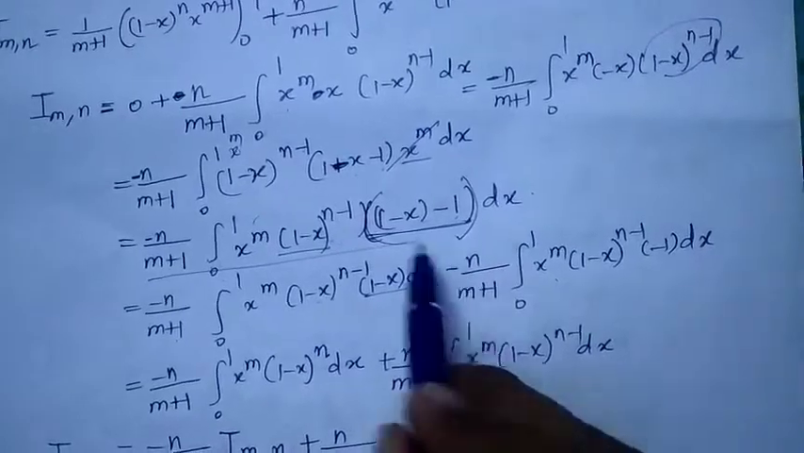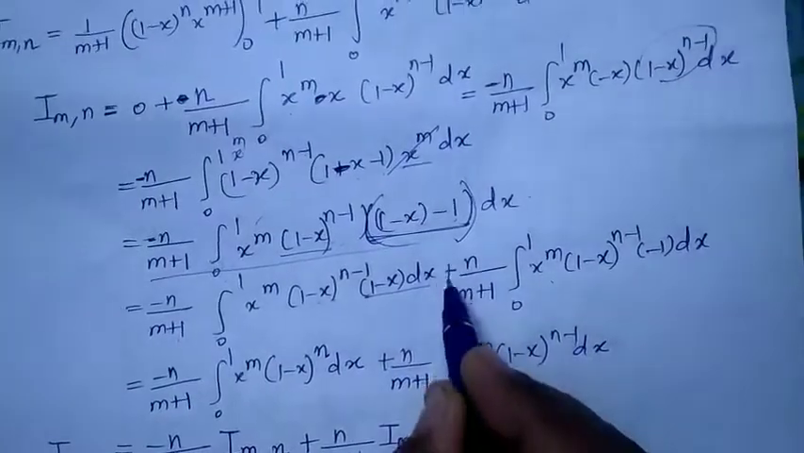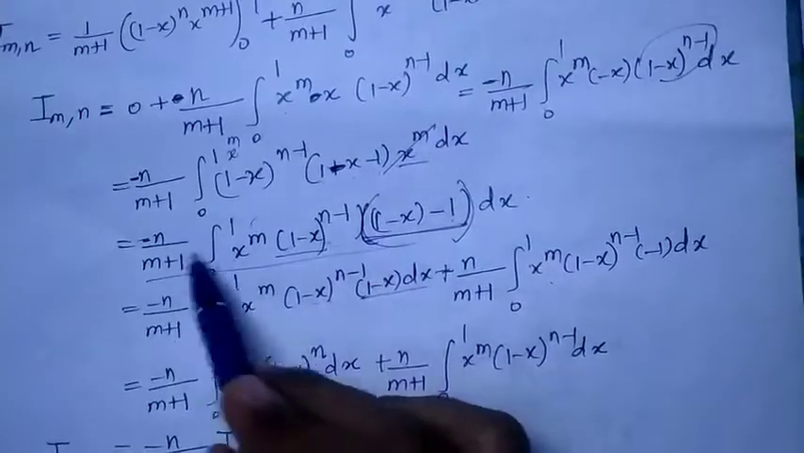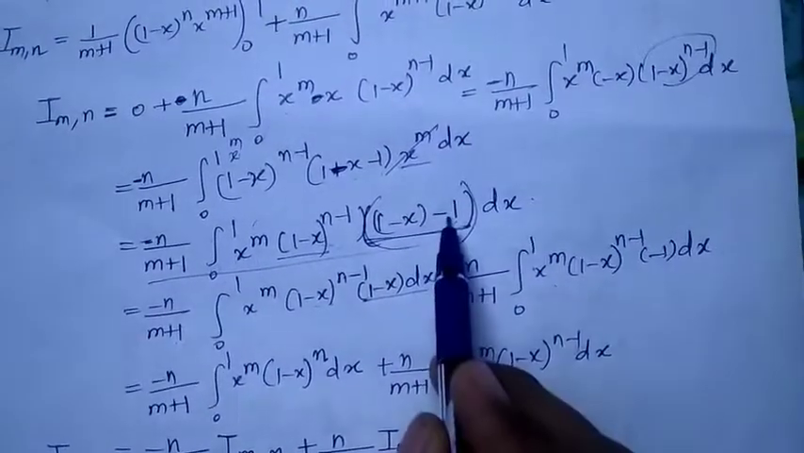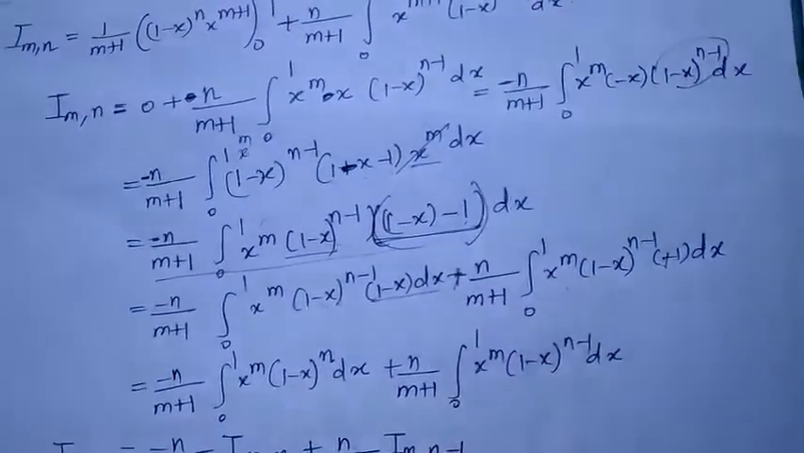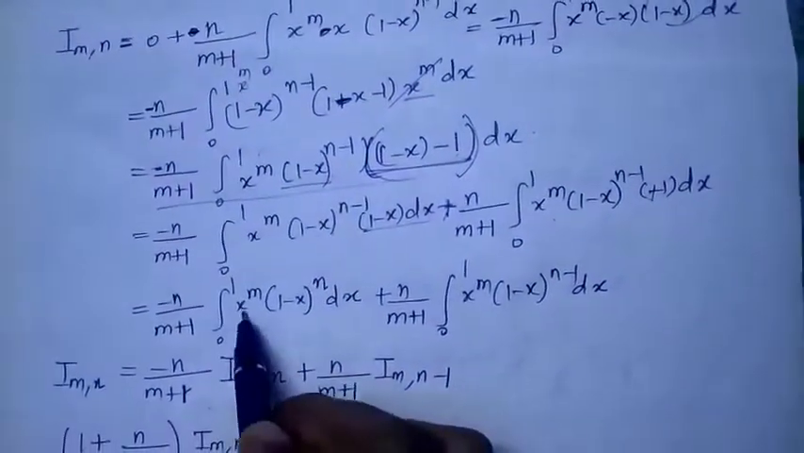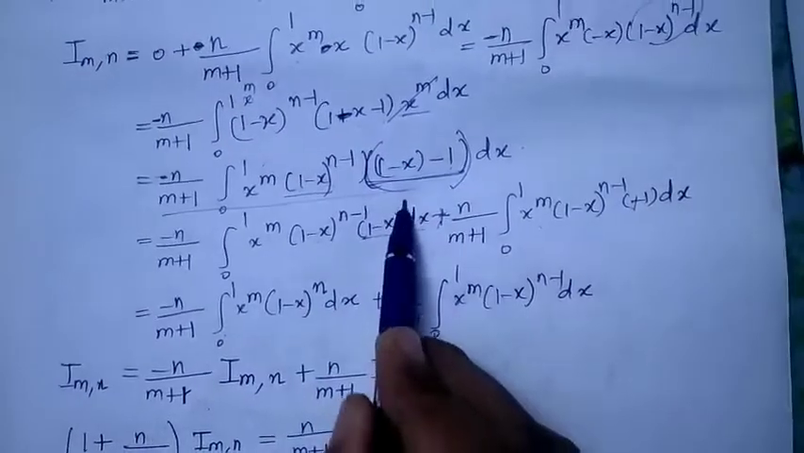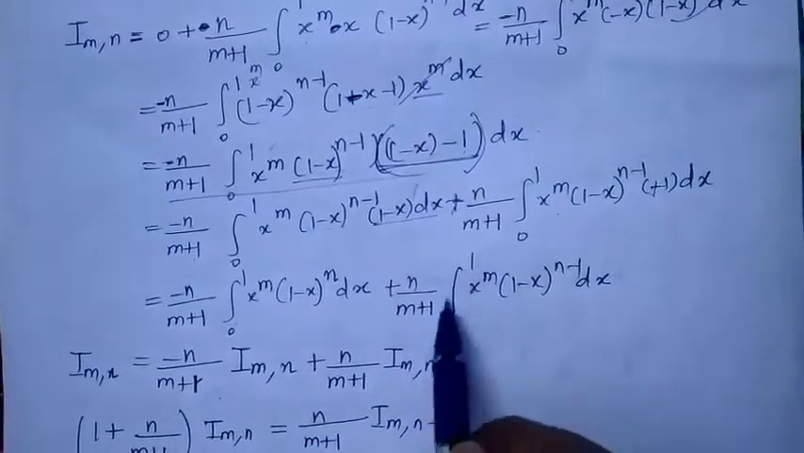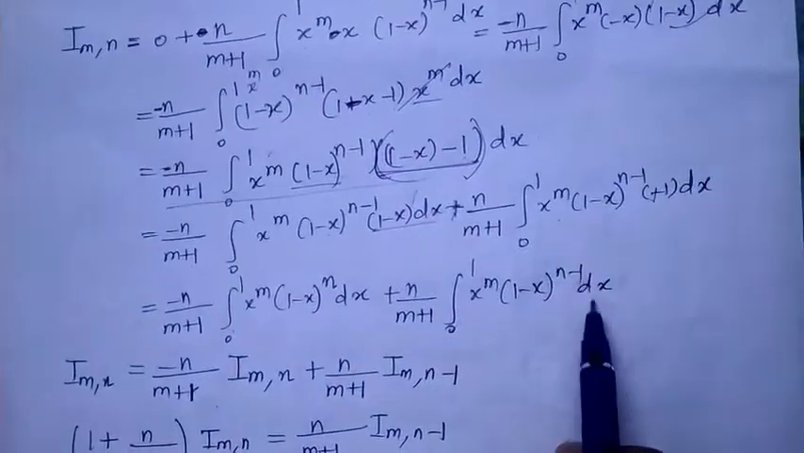Minus, now the whole term is multiplied by 1. So minus, already one minus is there. So minus and minus will become plus now, right? So n by m plus 1 0 to 1, then x power m 1 minus x power n minus 1 into minus 1. Okay, minus into minus plus, so I have put plus here, right? So minus n by m plus 1 integral 0 to 1 x power m, already 1 minus x power 1 is there, 1 minus x power n into dx plus n by m plus 1 integral 0 to 1 x power m 1 minus x power n minus 1 into dx, right?